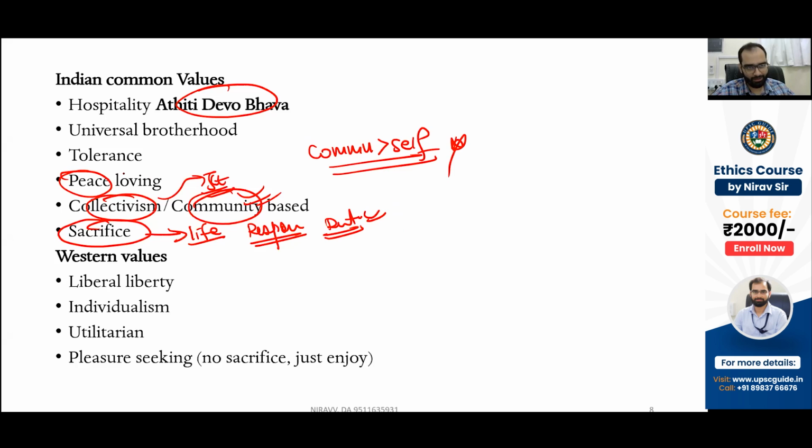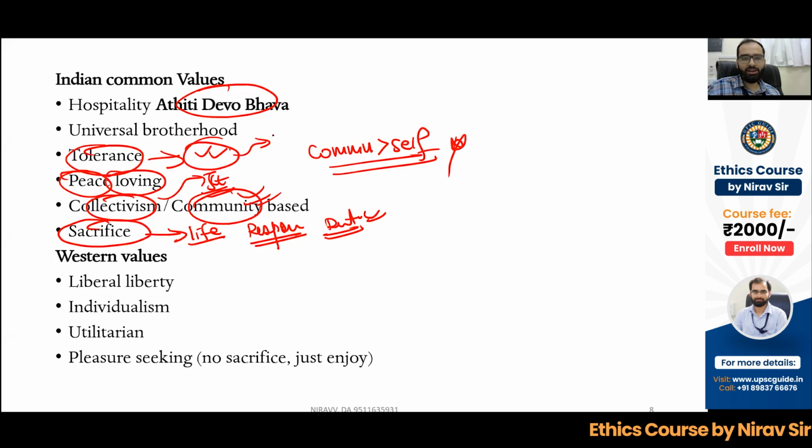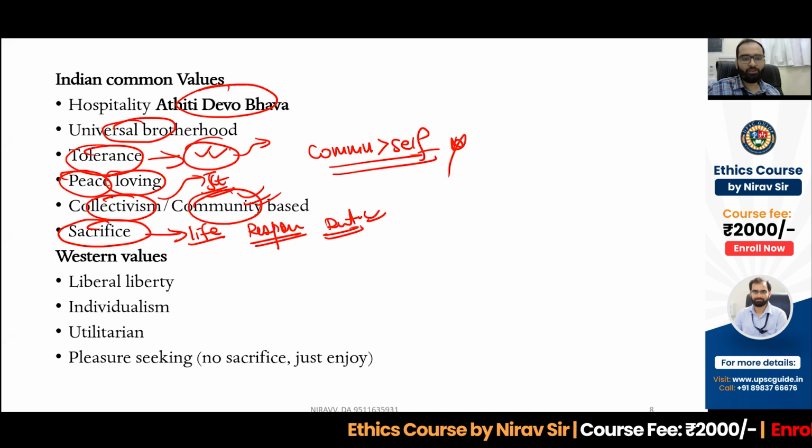We were peace loving. Yes or no? Tolerance, this is the value. Tolerance is the value, right? And because of this tolerance value, what has happened? That we can appreciate each other's culture. We can live together. That is why we have got universal brotherhood.